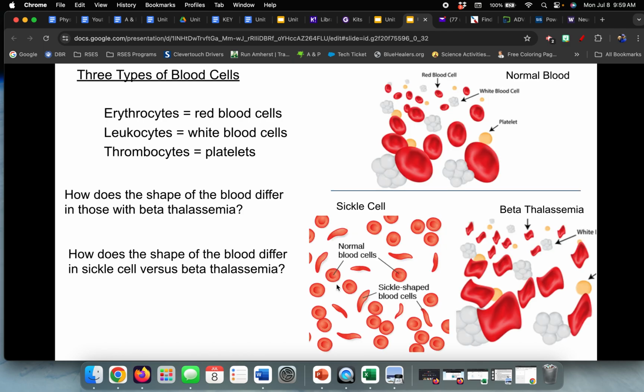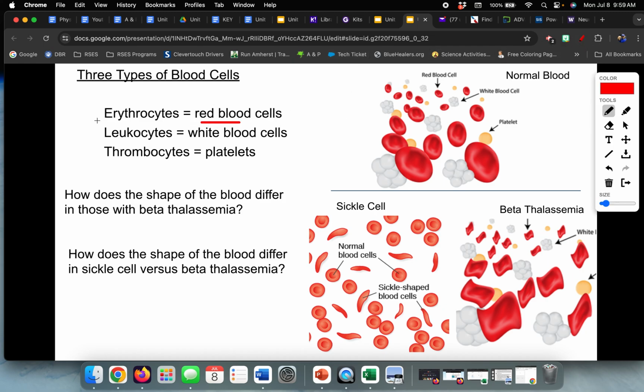Within blood, there are three types of blood cells. We have red blood cells, fancy name erythrocytes, white blood cells, leukocytes, and our platelets are called thrombocytes. And if you look here, here is normal blood, and then there's two types of blood that have some kind of disease. You can see a big difference.